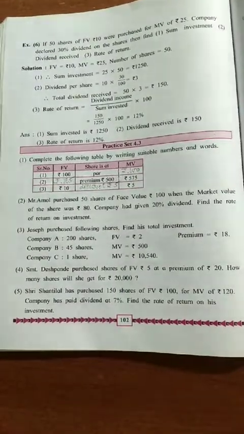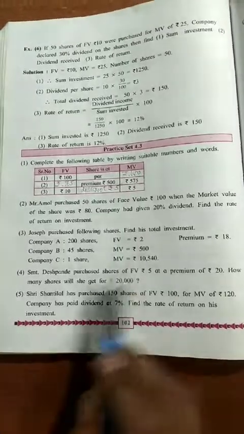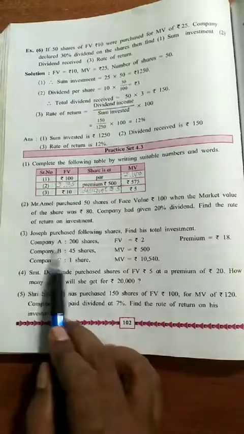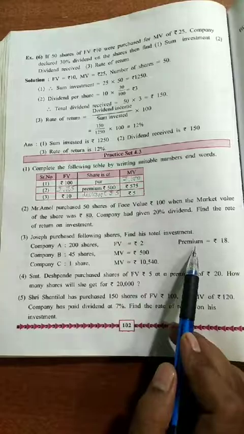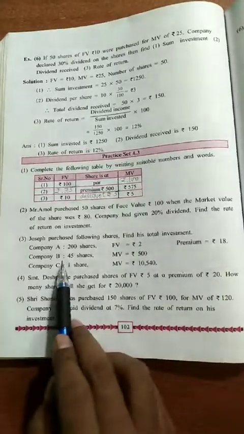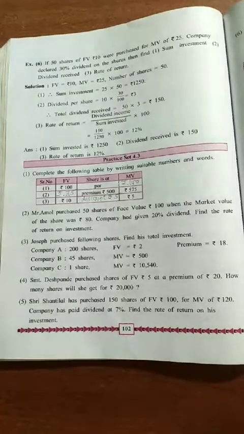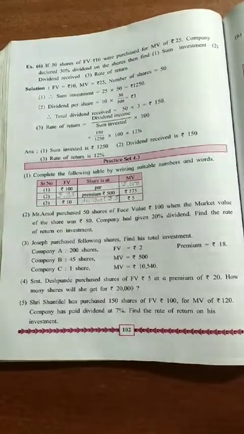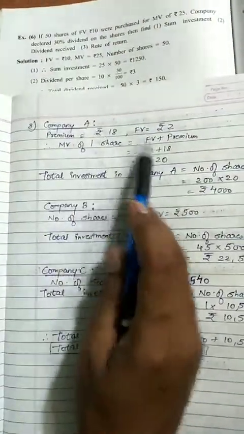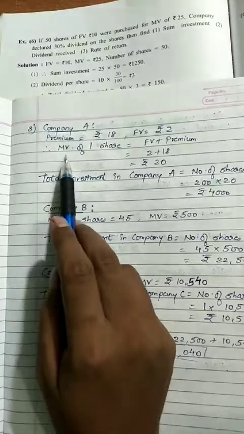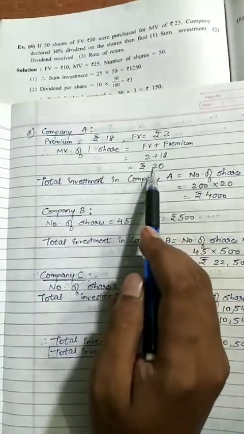Sum number 3. Joseph purchased the following shares. Find his total investment. So he invested in company A, B and C. In A, 200 shares, face value 2 rupees, premium is 18. In B, 45 shares, market value is 500. In C, 1 share, market value is 10,540. Now, in company A, premium is 18 rupees and face value is 2. So the market value will be face value plus premium. So 2 plus 18 will give you 20.